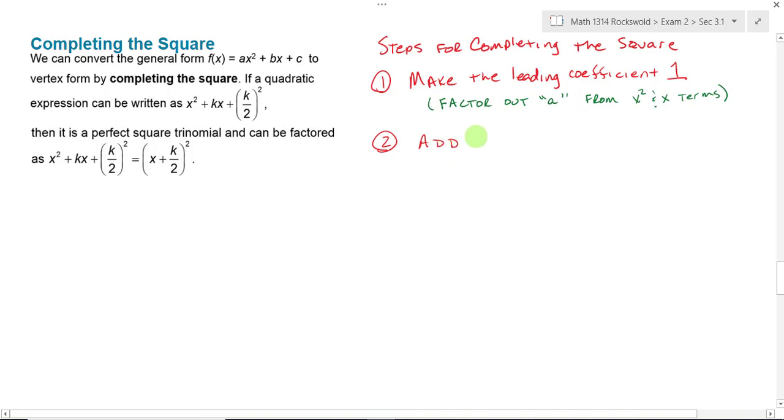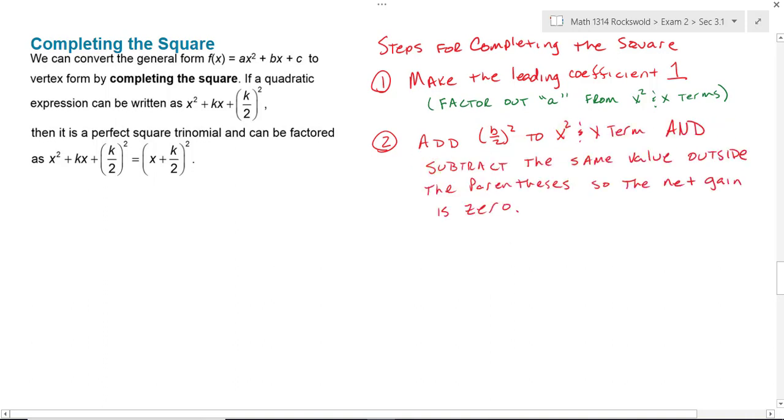Step 2 is to add half of b squared to the x squared and the x term and subtract the same value. If I've got those terms in parentheses with an a on the outside, I want to subtract off that same value over here so that I have a net gain of 0, but that constant that I added here was multiplied by a, so I've also got to multiply that by a as well over here.